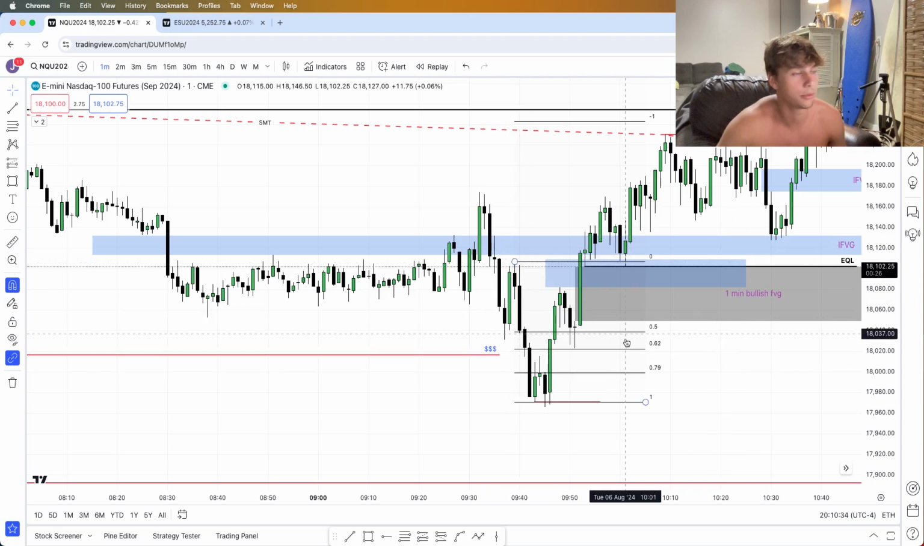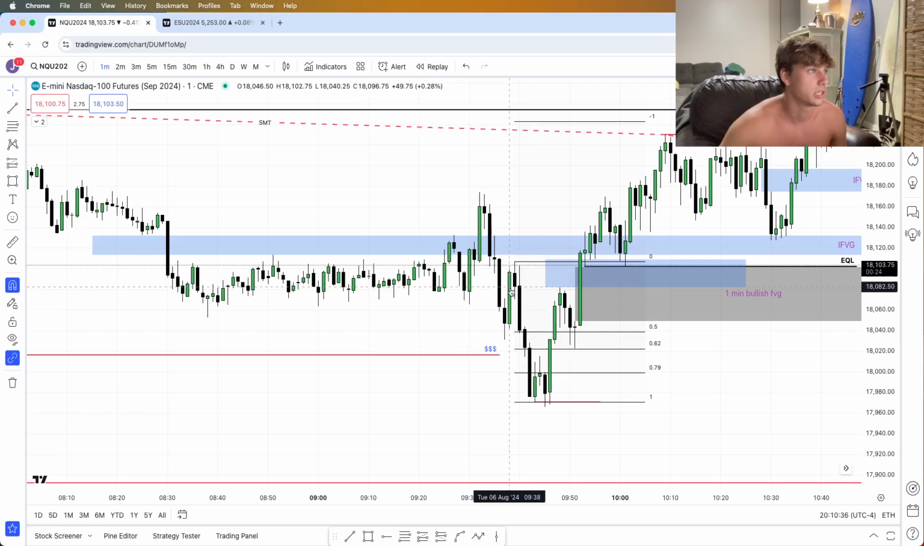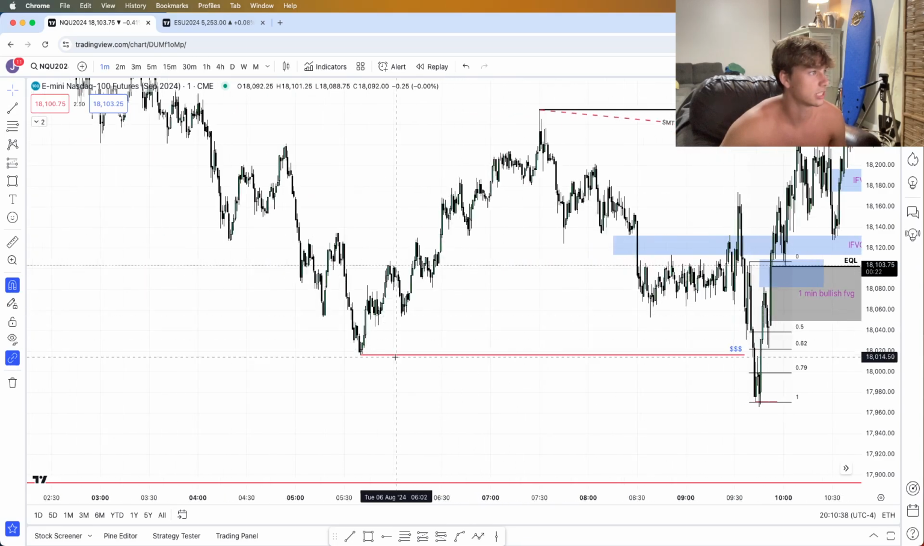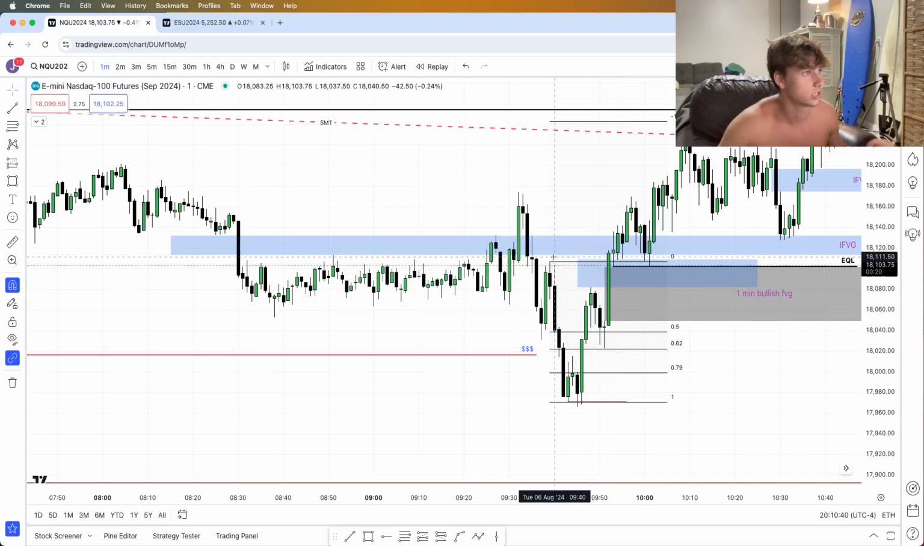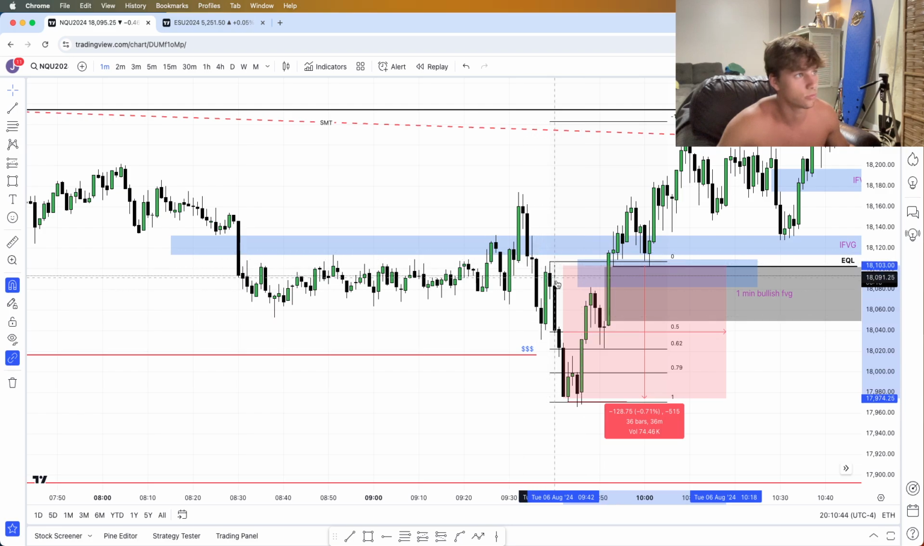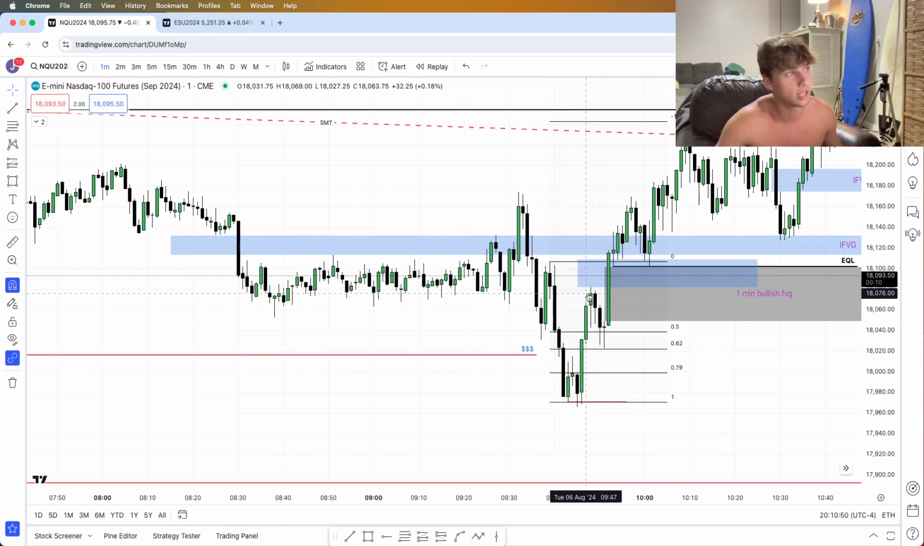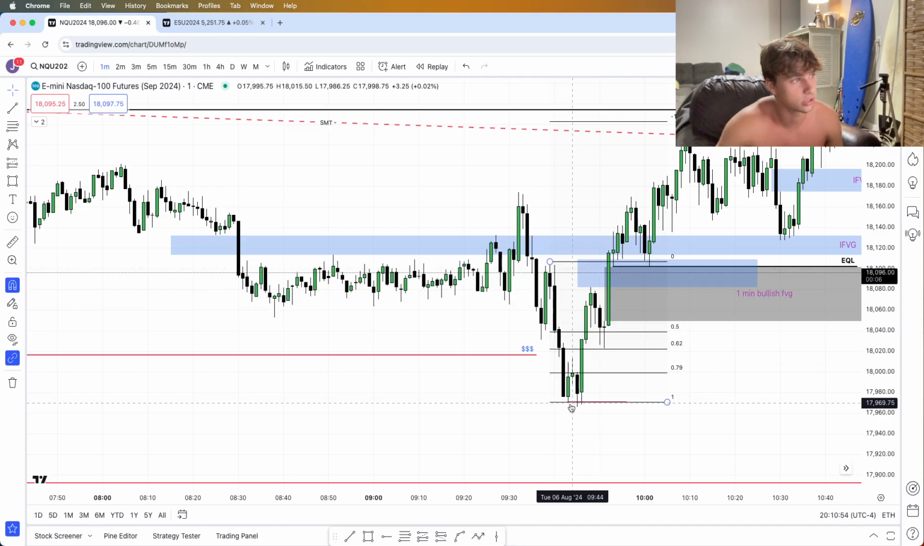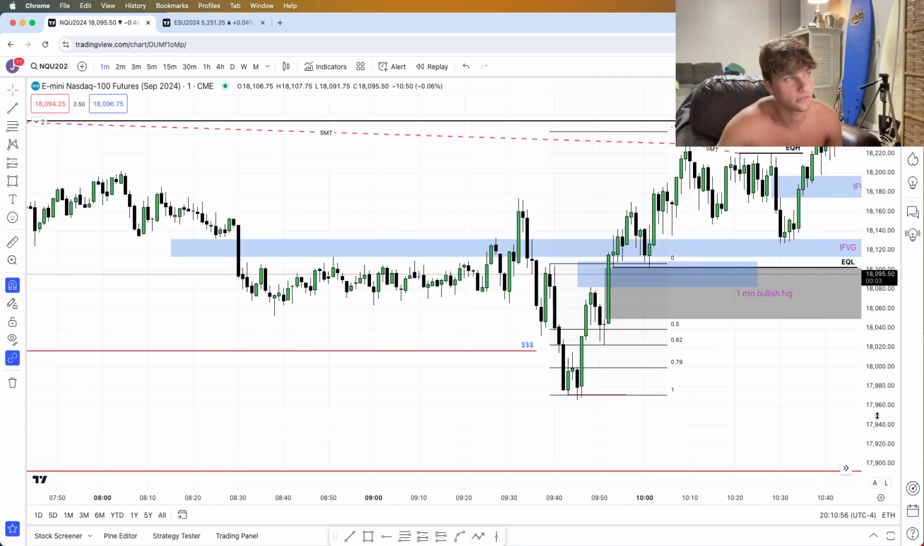You draw it on the manipulation leg. So this is the manipulation leg because this is the sell side liquidity that we purge. So we have a run on liquidity from here to here. That's the manipulation because we're running below it and then get a reversal. Because we got the reversal, that shows that this is actually the manipulation leg. So from the swing high to the swing low, you draw your standard deviation.